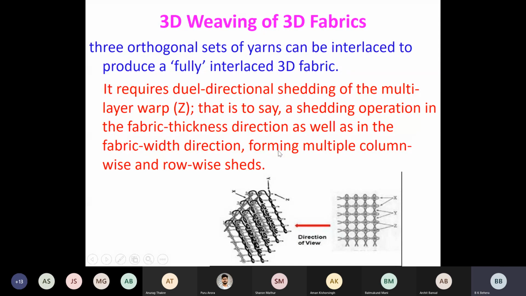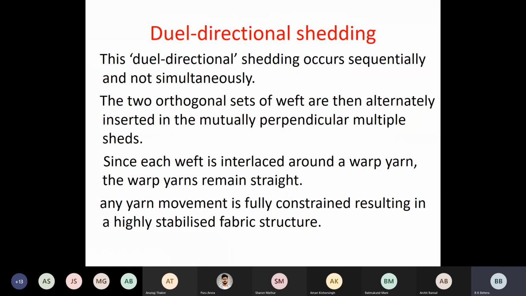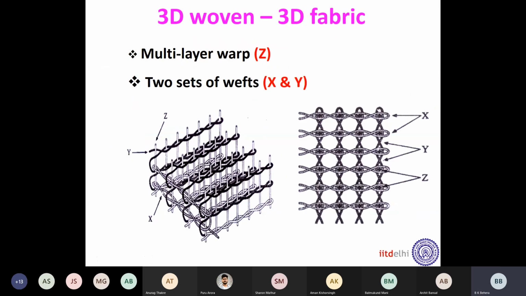In the previous 3D fabric which we discussed, 3D fabric on 2D weaving system, we are using 2 warp, 1 weft. Whereas in this case, which I am now going to show you, 3D fabric on 3D weaving system uses 2 weft, 1 warp. What is that 2 weft, 1 warp? We call it dual directional shading. What is dual directional? I will explain that now.